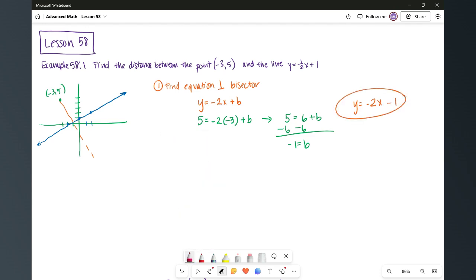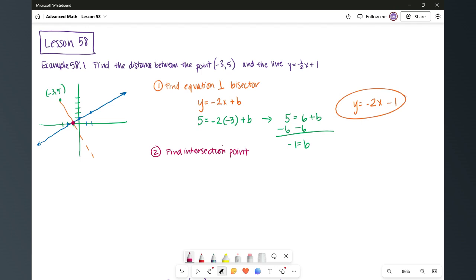Step 2 is find the intersection point. Write that down. Okay, so what does that mean? I'm looking for where these two lines, the orange one and the blue one, intersect. I'm drawing a big giant red spot on it there. That's where the two intersect.